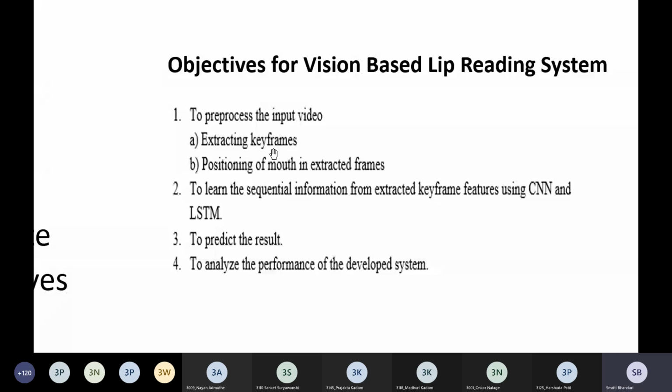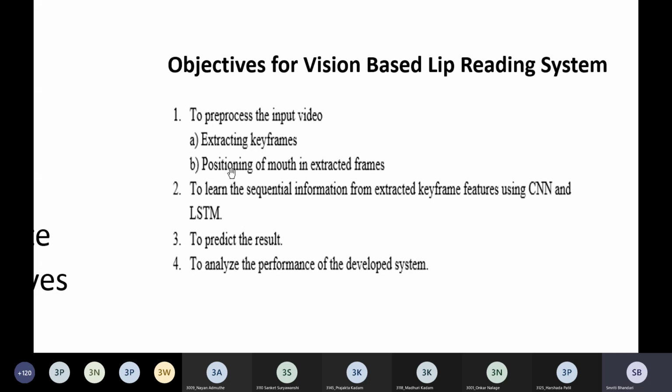So the first task under pre-processing is extracting the keyframes, right? So all the frames from the video are not actually important for implementation, and that is why under pre-processing we need to extract only the keyframes from the video. So that is the first sub task of the first objective, right?